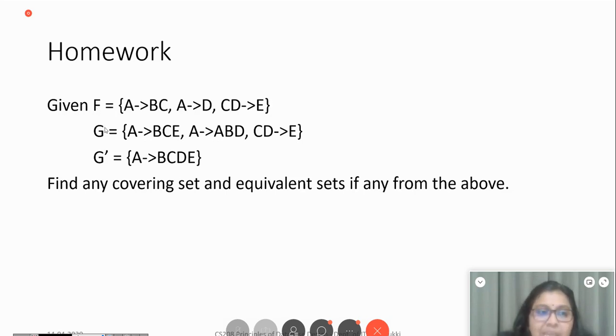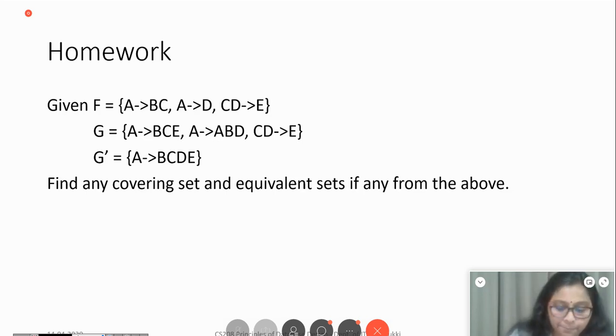We can check whether F covers G, we can check whether F covers G prime, or G covers G prime. You have multiple options. We can check whether G covers F, whether G prime covers G. Okay, so any covering set, if there is, you find it, and equivalent sets. If covering is happening not one way but both ways, then you can say that those two FD sets are equivalent. Okay, so covering set, equivalent set, you are asked to find given these 3 FD sets. Okay, so that's it. Homework you can try out at home. And if you have any doubts or questions, you can discuss it in the next class.